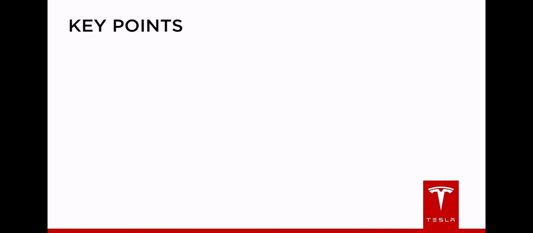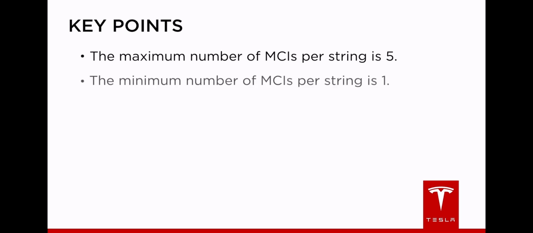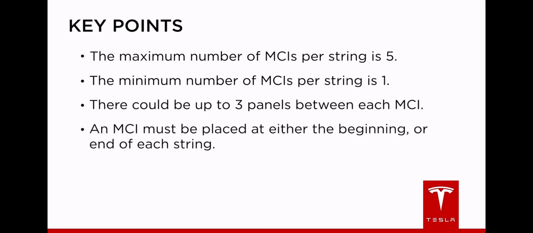In summary, here are some key points that you need to remember. The maximum number of MCIs per string is 5. The minimum number of MCIs per string is 1. There could be up to 3 panels between each MCI. And finally, an MCI must be placed at either the beginning or the end of each string. You are now ready to install Tesla MCIs on residential PV sites.